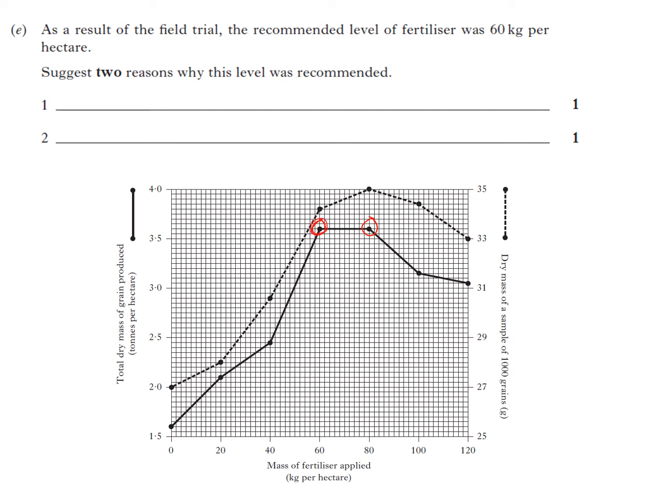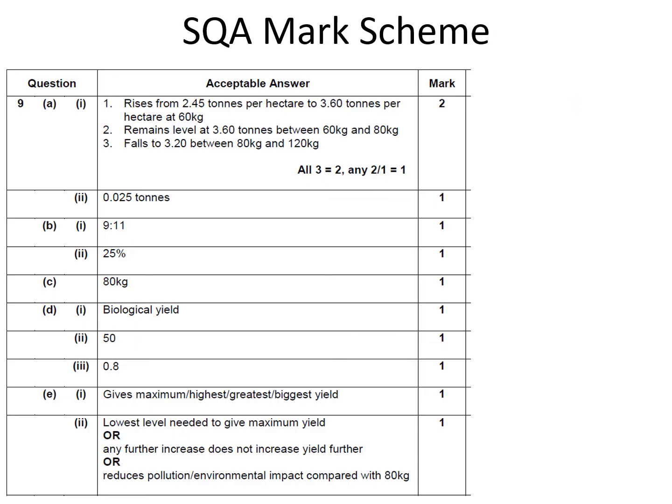So the first point has got to be that this is the smallest amount of fertilizer which will give you the best boost. Okay, the second point has got to explain why you wouldn't say 80, and basically that's just pollution. That 60 to 80 is not increasing yield, so therefore it's just being used somewhere else. So there's your 2 things for that. Here's your SQA mark scheme. Make sure you're clear on what's going on with it, and that's another one down.